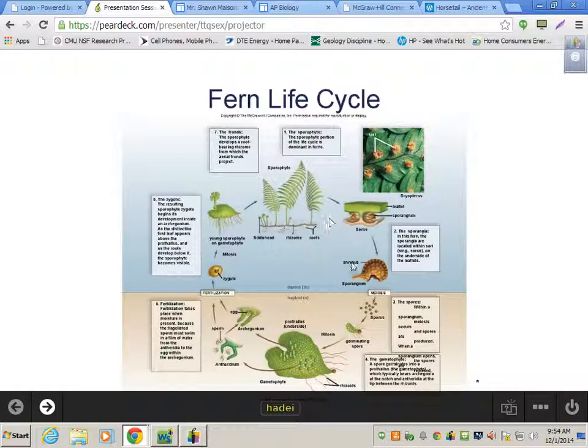So the fern is a good example of that alternation of generations, and we mentioned that in biology as the alternating between 2N and 1N over and over again.